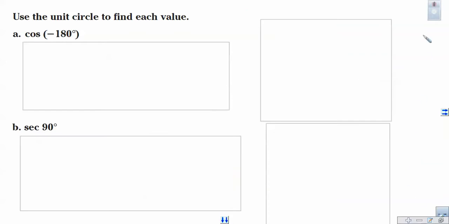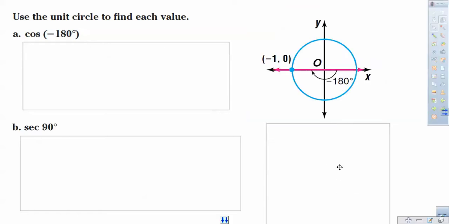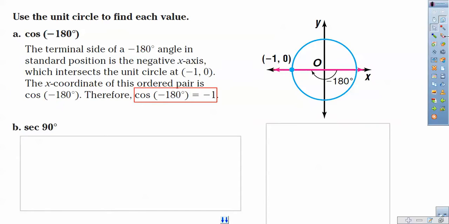So, if we were looking at these problems here, and we wanted to figure out what the cosine of negative 180 is, first thing I would do is picture the unit circle and rotate ourselves around negative 180, which would put us right there at negative 1, 0. Remember, when we're looking at ordered pairs like this, cosine of theta is always the x and the sine of theta is always y. So since we're asking what the cosine of negative 180 is, we're looking at the x value right there. So cosine of negative 180 is negative 1.